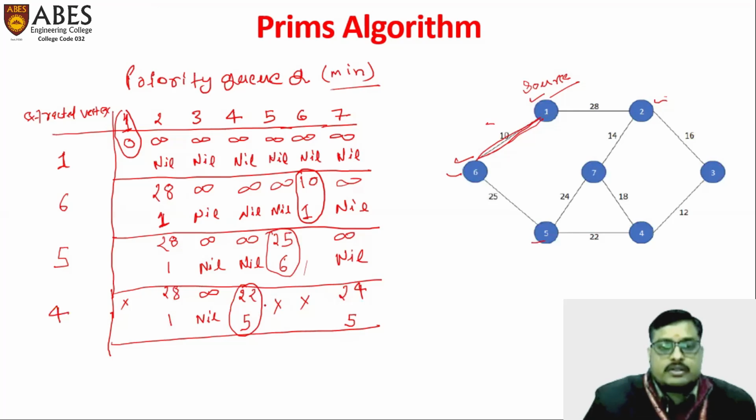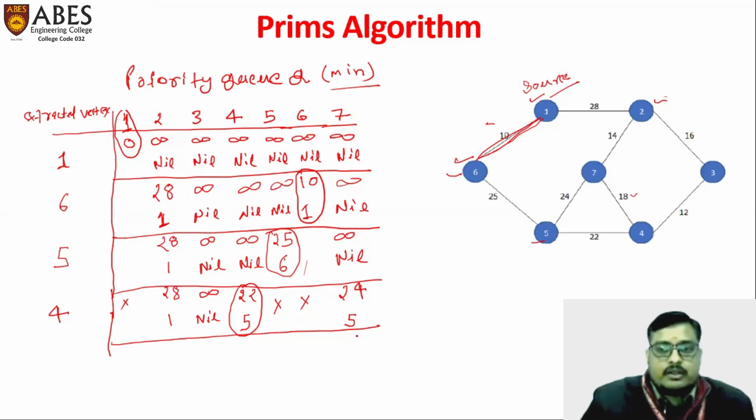Update the cost of all the vertices adjacent to 4. So we can see here the adjacent vertices are 5, 7, and 3, but 5 is already removed from the priority queue. 5 does not exist in the priority queue. So we'll ignore this. 7. So cost of 7 is 18. We can see here cost of 7 is 18 from 4.